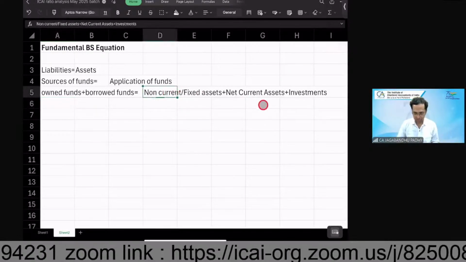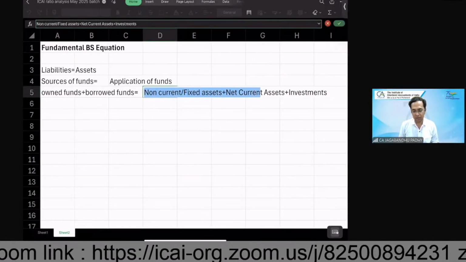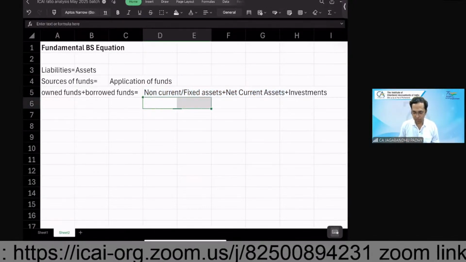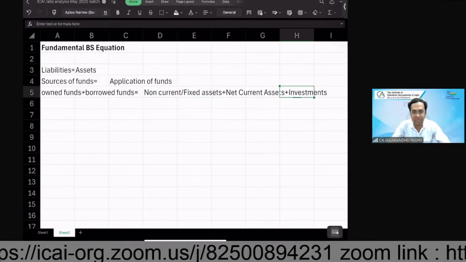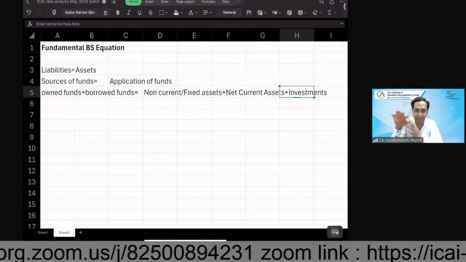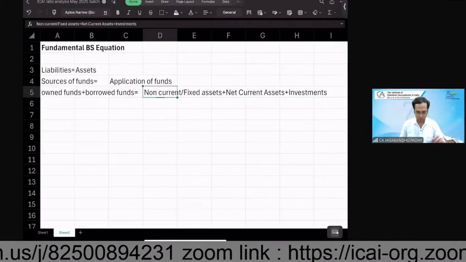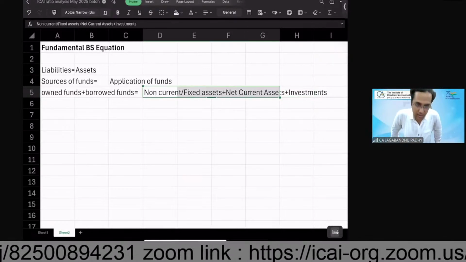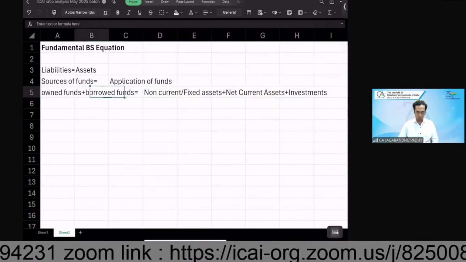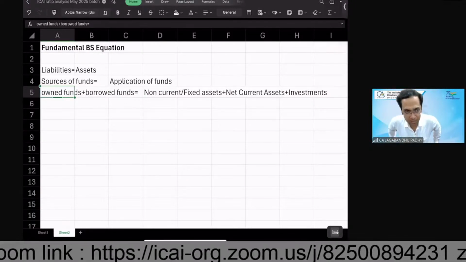Remember, these two areas, non-current assets and net current assets, are called the operating assets. Whereas investment is just for safety or future perspective, where you've kept some money idle or parked into some debentures or bank FDs. So owned funds plus borrowed funds should ideally be equal to non-current or fixed assets plus net current assets.